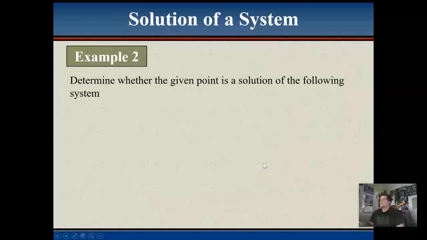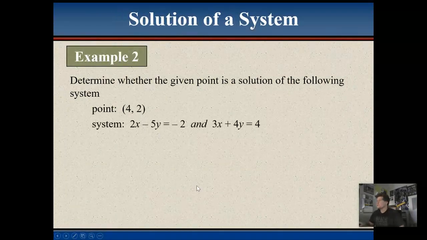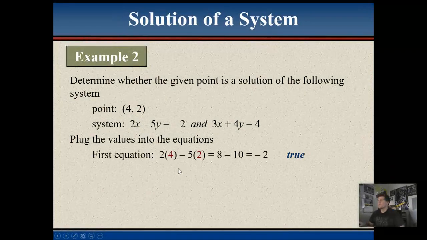Example number 2. Determine whether this point is a solution to our system. This time we have 4, 2. And here's our system. You have 2x minus 5y equals -2. You have 3x plus 4y equals +4. So two equations again. Let's plug them in. X for the x, y for the y. So I'm plugging in a 4 for the x, a 2 in for the y.